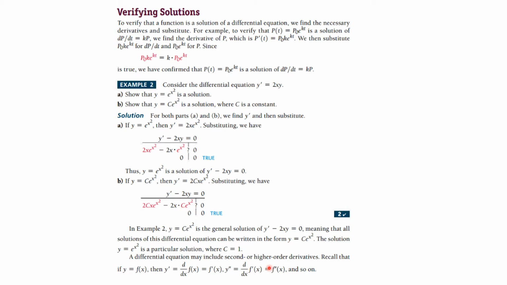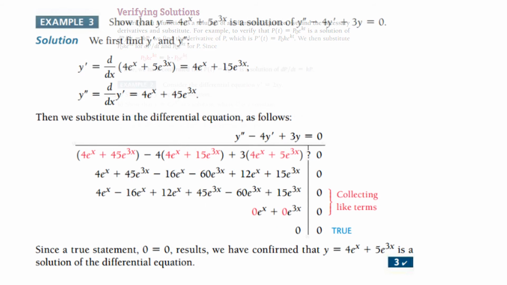Now a differential equation may include second or higher order derivatives. Many of the equations of mathematical physics are second order differential equations. Recall the way you get the second derivative is first you take the first derivative and then you take the derivative yet again. There's no one-step process to get there. So let's look at a third example, and we want to show that y equals 4e to the x plus 5e to the 3x is a solution of y double prime minus 4y prime plus 3y is equal to 0.